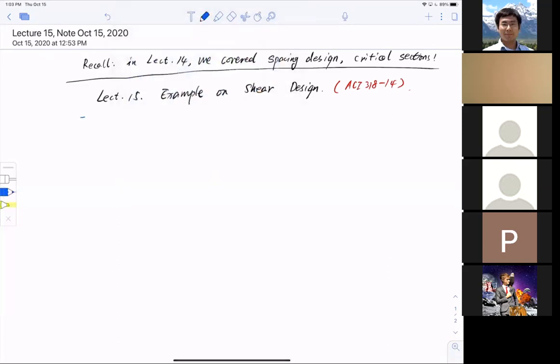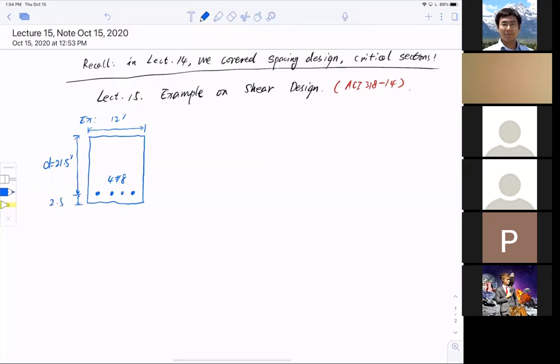So, example. I have a section, an old friend, a rectangular section, nothing fancy. I have a width of 12 inches, and four number 8 bars at the bottom layer as tensile reinforcement, and the depth of that is 21.5 inches, so d equals 21.5 inches. That leaves us with a concrete cover of 2.5 inches. So this is the dimension. And just to remind us, the height of the beam is d plus 2.5, which gives us 24 inches. So this is the whole thing.